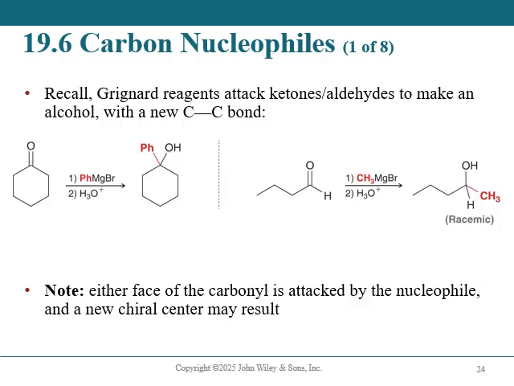Looking back, recall that Grignard reagents attack ketones and aldehydes, and they make an alcohol with a new carbon-carbon bond, just like we've discussed in the past. Either face of the carbon is attacked by the nucleophile. Now this is very important because if you have, as a result, a carbon that has 4 different groups, right? You have that chiral carbon. Statistically, the attack can come from either side, and if it can come from either side, that means that it will. So you get a racemic mixture.